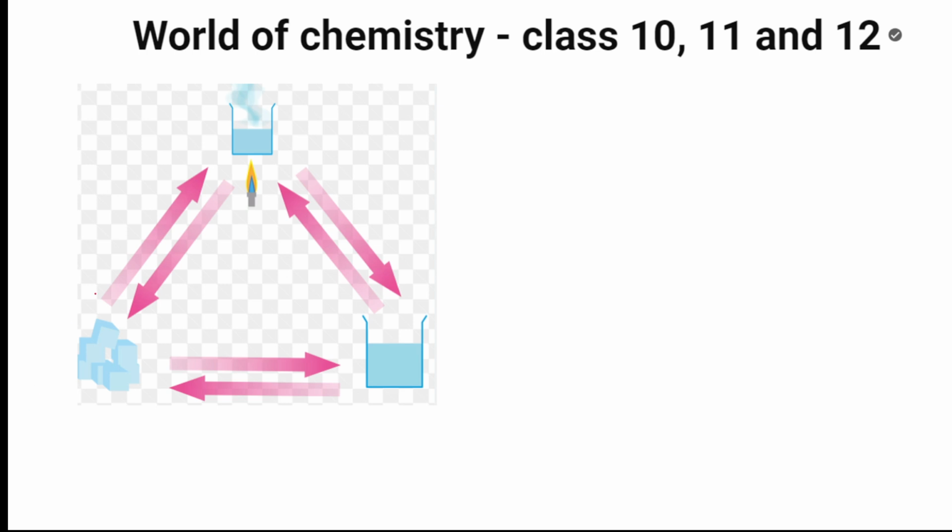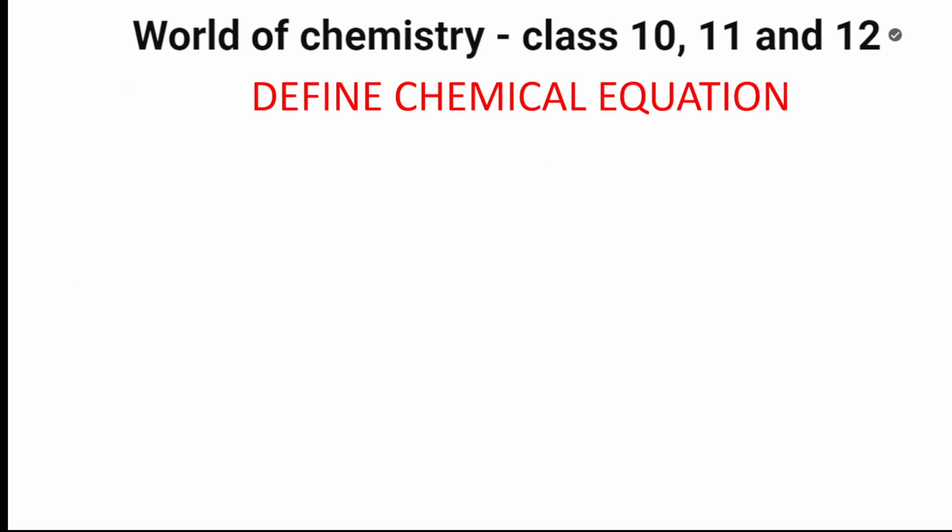Last but not the least, what are you observing? The ice or the solid is getting converted to liquid, and liquid is getting converted to vapor and vice versa. So the last characteristic is change in state. There are 5 characteristics: evolution of gas, formation of precipitate, change in color, change in temperature, and change in state. Correct? So remember all the 5 characteristics.